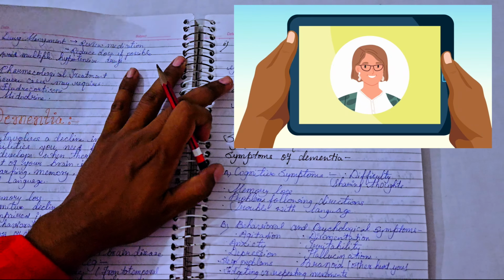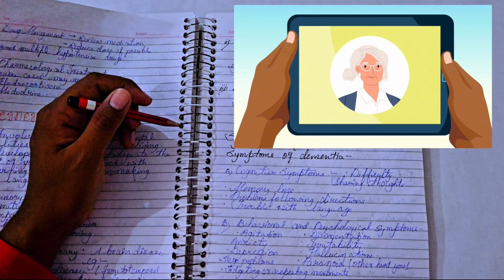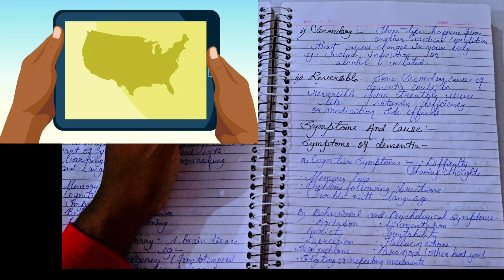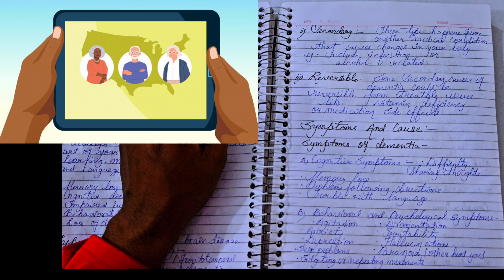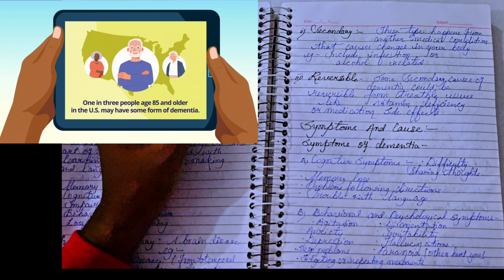Next is secondary dementia. This type happens from another medical condition that causes changes in your body, including infection or alcohol-related causes. If a patient takes too much alcohol, their brain becomes tired and unhealthy, and they are unable to take decisions and have memory loss. Impaired judgment also occurs if you consume too much alcohol. Infection can also occur after any kind of open brain surgery or a fracture to your brain. So this is secondary dementia.